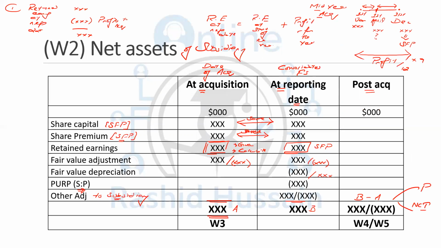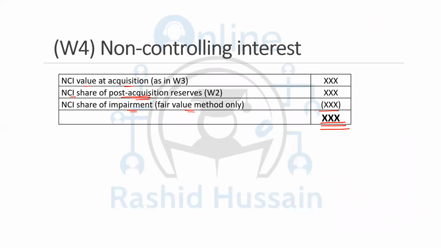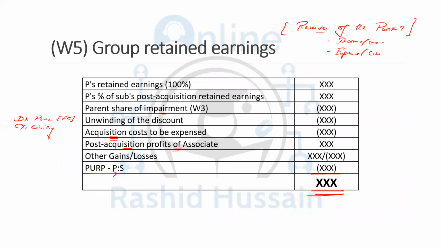So if in the exam, in the objective test question, the examiner is asking you to calculate the goodwill, then this net assets working is mandatory, because for goodwill, we need net assets at acquisition. Similarly, if the examiner is asking you to prepare working number 4 or working number 5, which is the NCI or group retained earnings, then we again need working number 2, because we need to have the post-acquisition profit or losses. Working number 3 is related to the goodwill. Working number 4 is the non-controlling interest, and working number 5 is the group retained earnings.